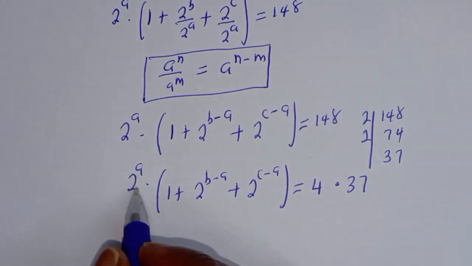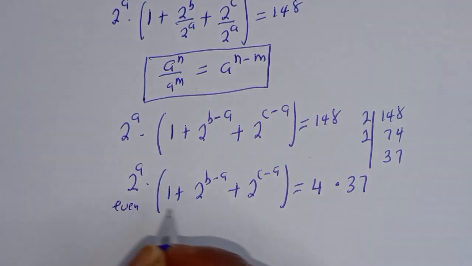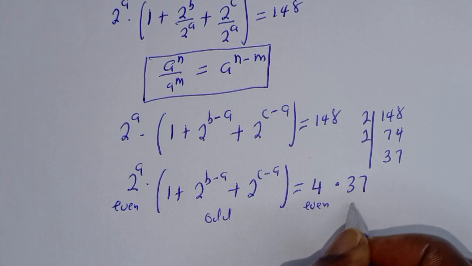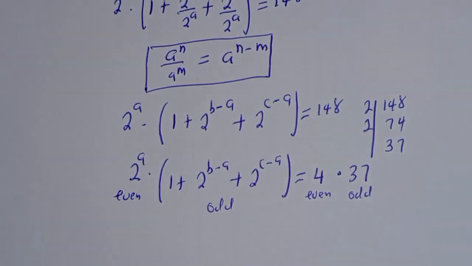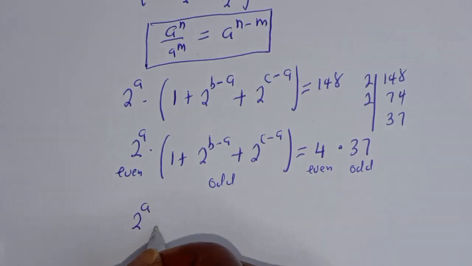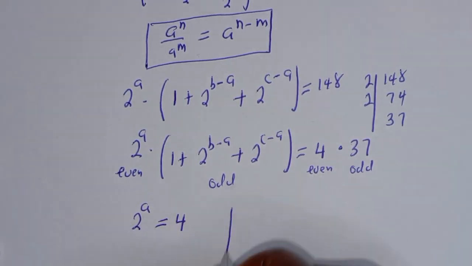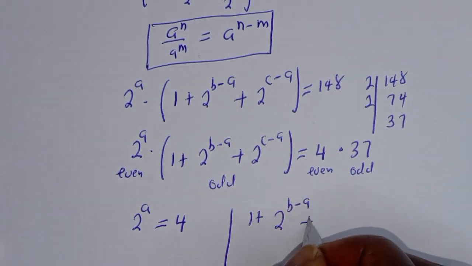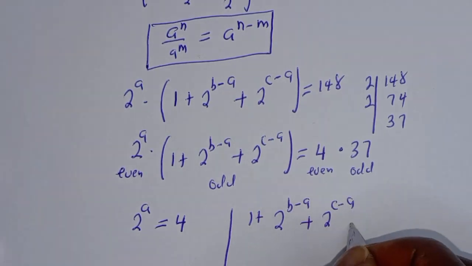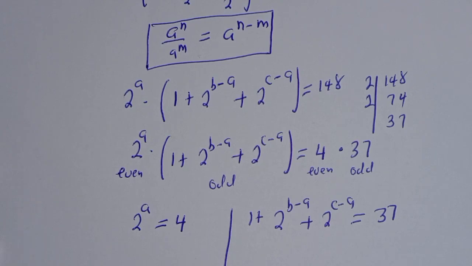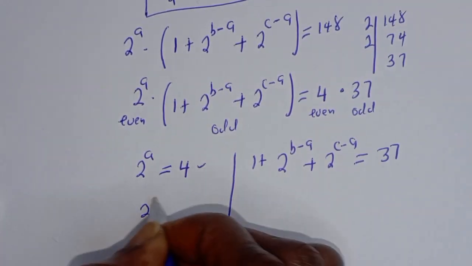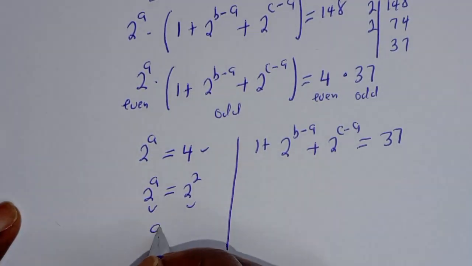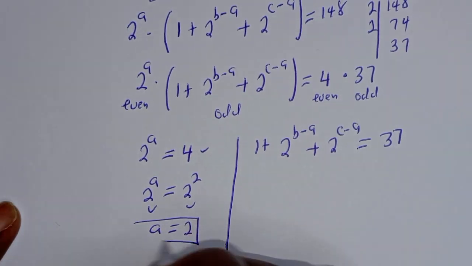Then from here, if you put a number here, this is even. The whole of this is what? Odd. This is even and this is odd. Let's compare. We have 2 to the power of a is equal to, the even here is 4. And 1 plus 2 to the power of b minus a plus 2 to the power of c minus a is equal to 37. Then from here, 2 to the power of a is equal to 2 squared. Because of the same base 2, a is equal to 2. This is the value of a.